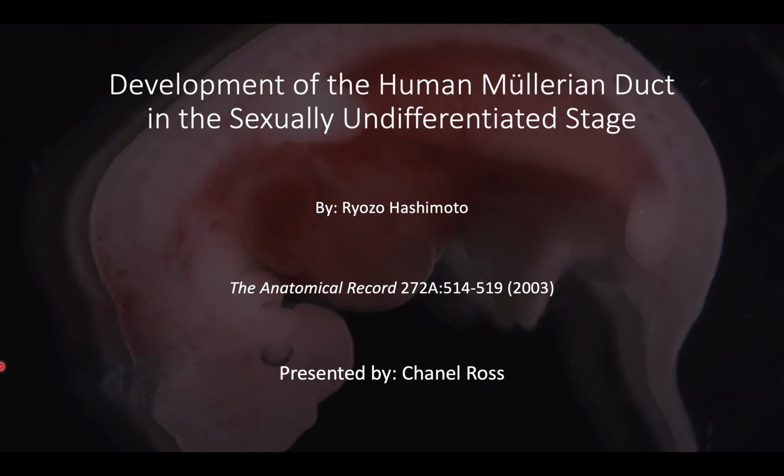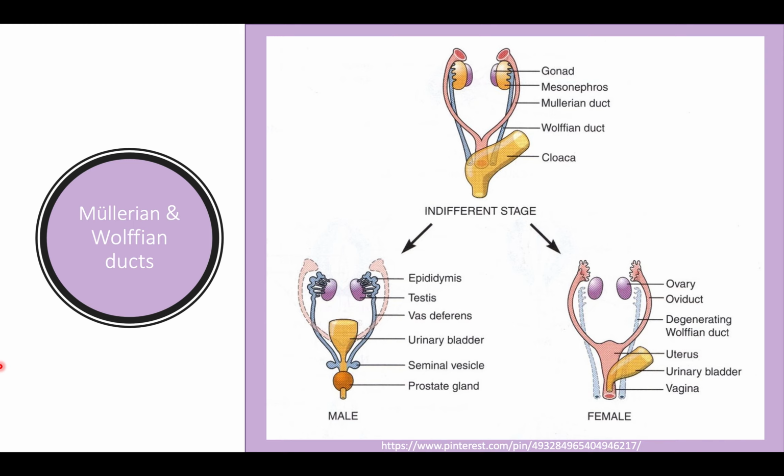So, the first thing I wanted to call your guys' attention to is that the author of this paper references the ducts as the Mullerian and the Wolffian ducts. These are kind of tombstone names, and we've started to switch over to the mesonephric and paramesonephric duct names, as Dr. Myers has discussed in class. But since the author of this paper used these terms, these will be the terms that I will use throughout the remainder of this presentation.